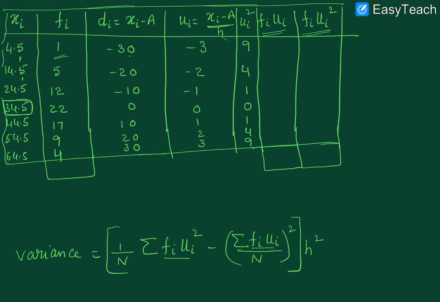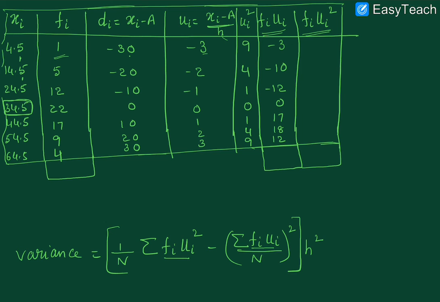fi is multiplied with ui, so you will get minus 3. Next 5 into minus 2, minus 10. Next 12 into minus 1, so you will get minus 12. Next one is obviously 0. Next is 17, and next we are getting 9 2s are 18, and next 4 3s are 12.